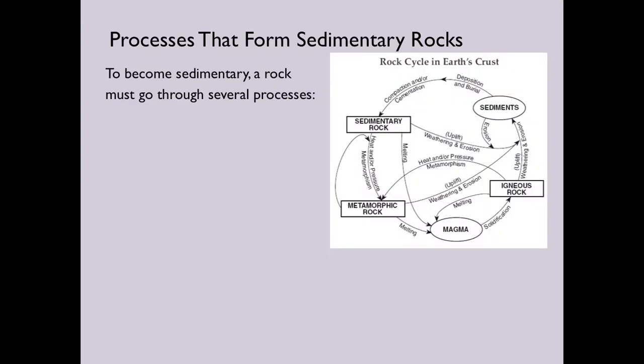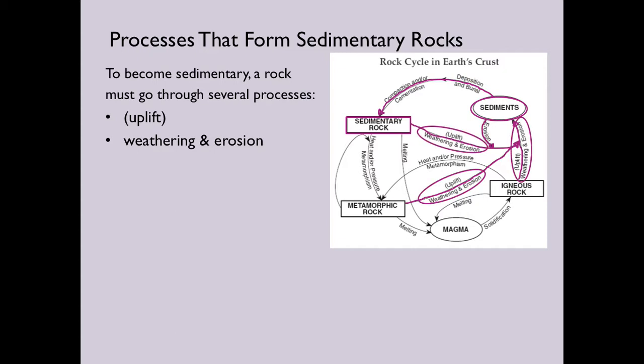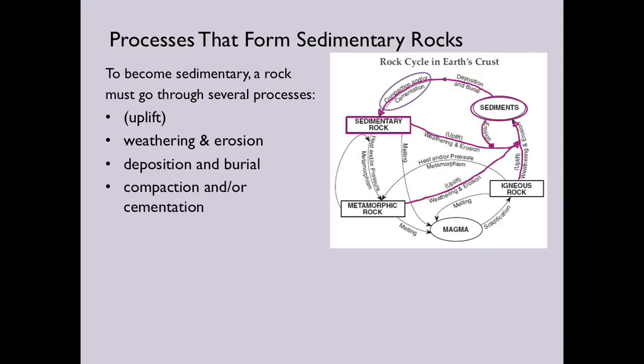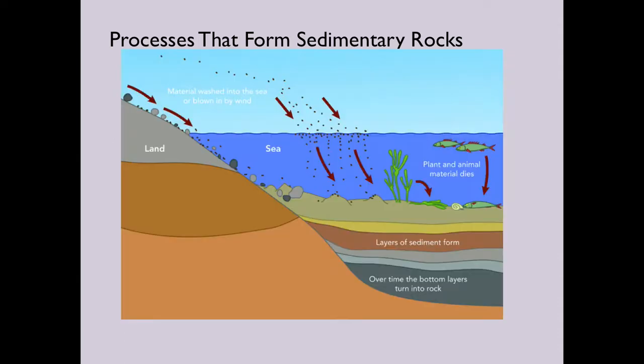You can find the processes that form sedimentary rocks on page 6 of the reference tables in the rock cycle diagram. Here's our sedimentary rock and the arrows pointing towards it. So we see uplift, weathering, and erosion. We see deposition and burial, compaction and/or cementation, and then erosion again. The cycle can continue.